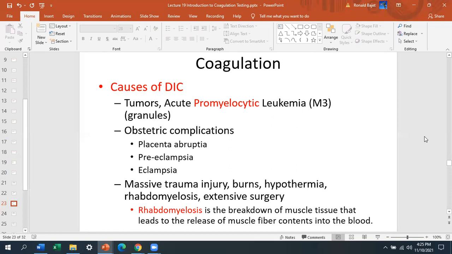Other causes of DIC are obstetric complications like placental abruption, preeclampsia, and eclampsia. Also, massive trauma, burns, hypothermia, rhabdomyolysis, and extensive surgery. And rhabdomyolysis is the breakdown of muscle tissue that leads to release of muscle fiber contents into the blood. You can get rhabdomyolysis from electroshock, electrocution, for example. It's dead muscle tissue, actually, like the dead muscle tissue you'll get from burns, for example.